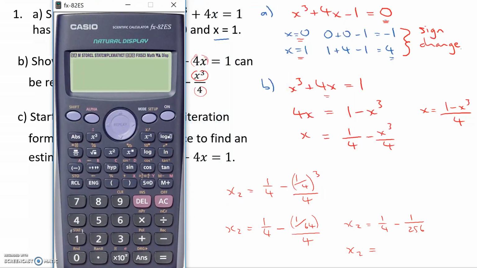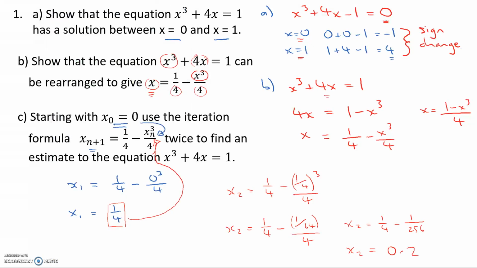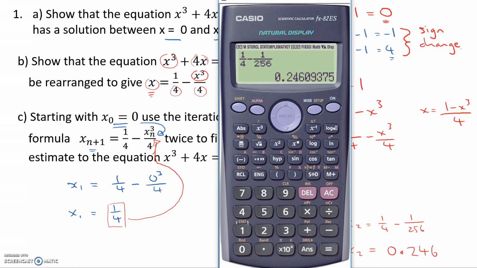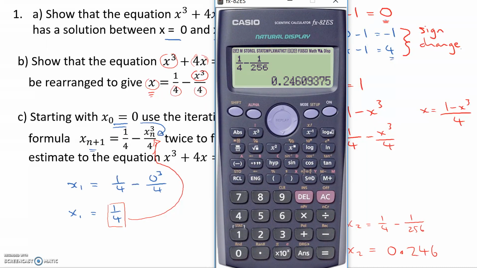What do we get? Okay, so if you like the fraction button way, we've got 1 quarter, subtract 1 over 256. Oh dear, falling to bits. We get x2 equals, what was it? 0.246. Okay, doesn't specify any number of decimal places. I'm going to leave it as that, 0.246.